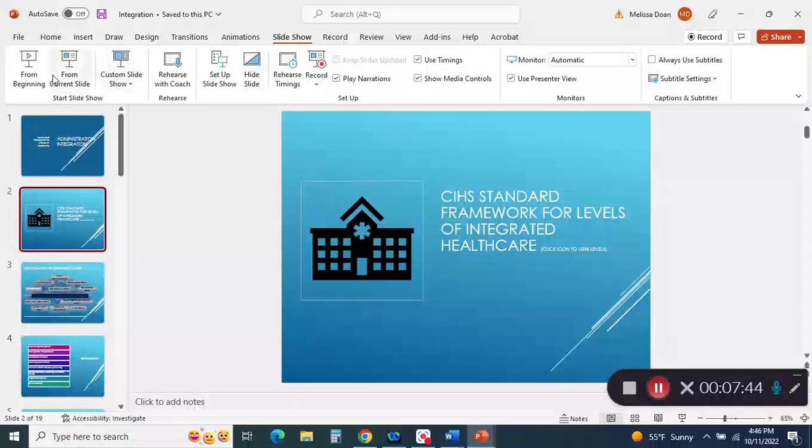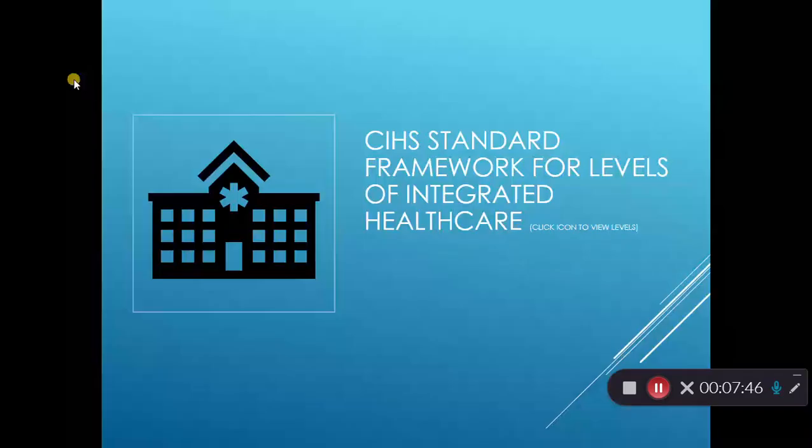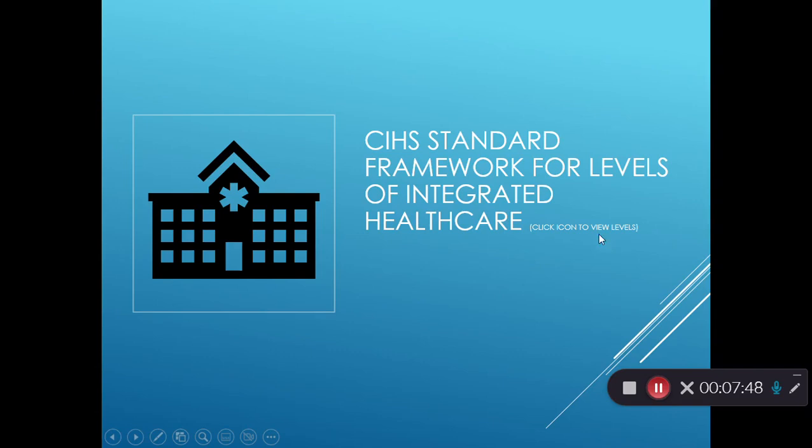Get to here, and I'm going to go ahead and make this big for all of us. It says click icon to view levels. So you can right click here, and that will also take you to that same spreadsheet of integrated care that we just looked at. So here's another place for it.